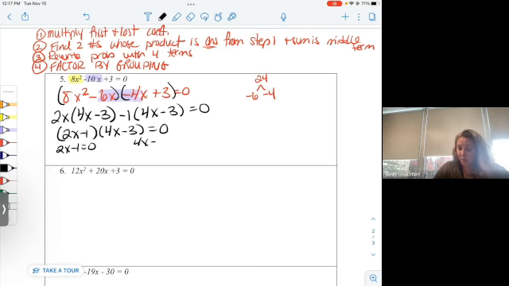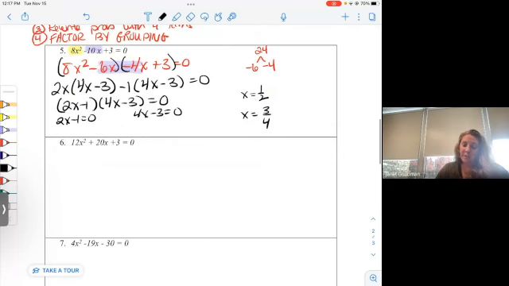And then we continue like normal and solve. So x is 1/2 or x is 3/4. All right, let's do it again.